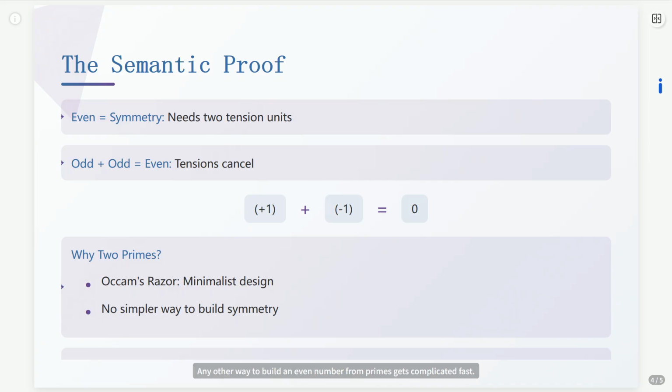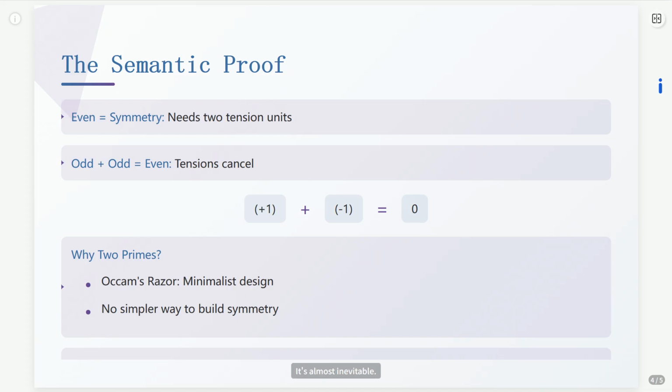Any other way to build an even number from primes gets complicated fast. Using 1 prime? Impossible for evens greater than 2. Using composite numbers? They ultimately break down into primes. Using 3 or more primes. Redundant. For example, 2 plus p plus q, where p and q are odd, implies p plus q is even, which is back to the 2 prime case. The 2 prime sum is the most economical, simplest structure. The semantic system itself, driven by the need to resolve tension and avoid redundancy, forces this pairing.